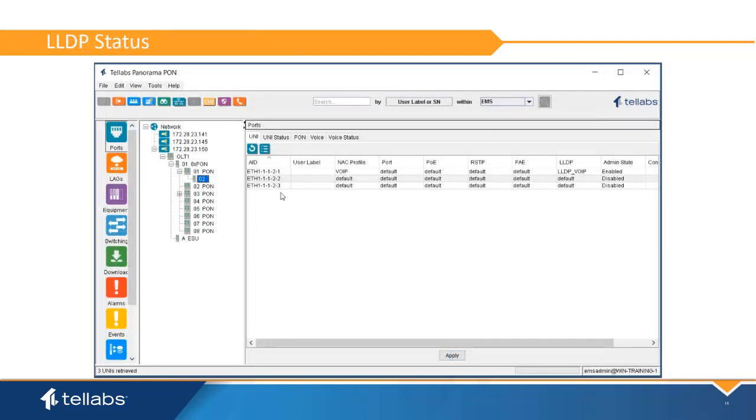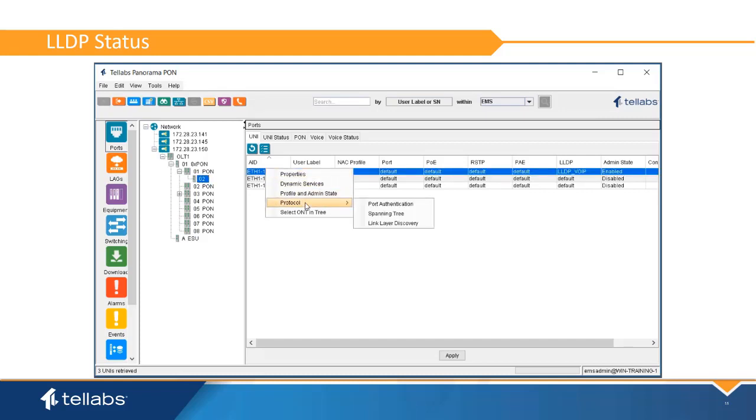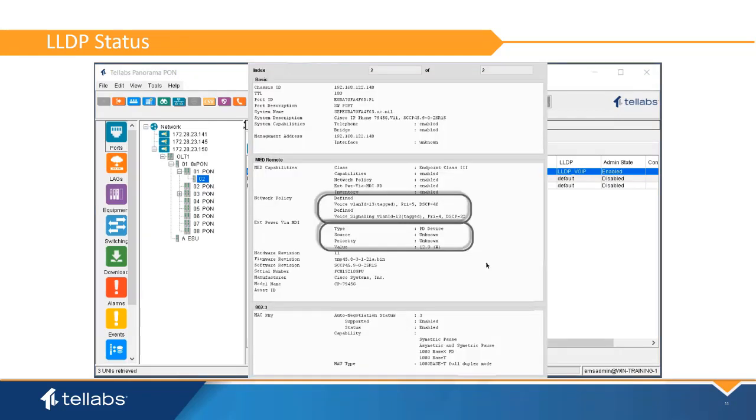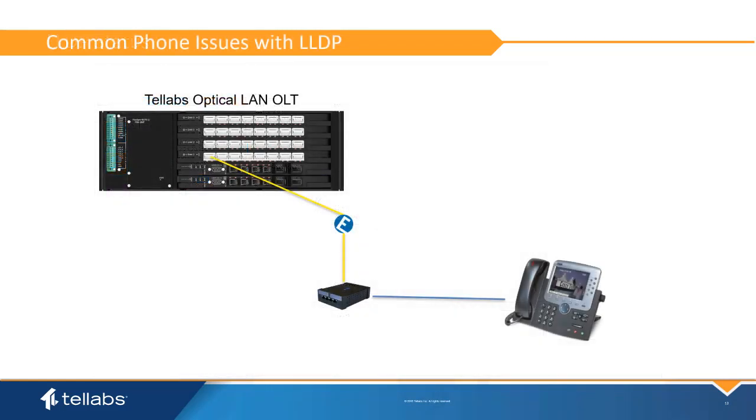The LLDP exchange can be viewed via the Ethernet port, protocol, link layer discovery on the status tab. In the status window, the network policy attribute and VLAN ID are shown. It also shows the results of the LLDP extended power via MDI attributes, which are used for fine-grained PoE power control. Many vendors' phones do not properly implement the LLDP interface, which can lead to issues with LLDP managed phones.